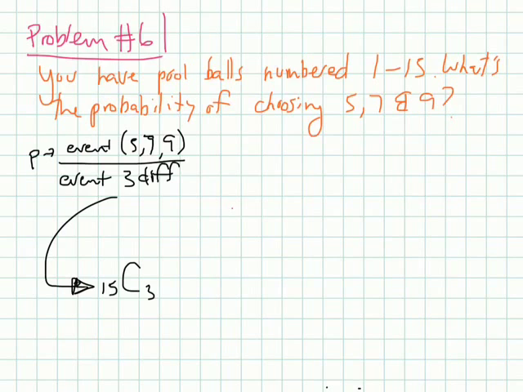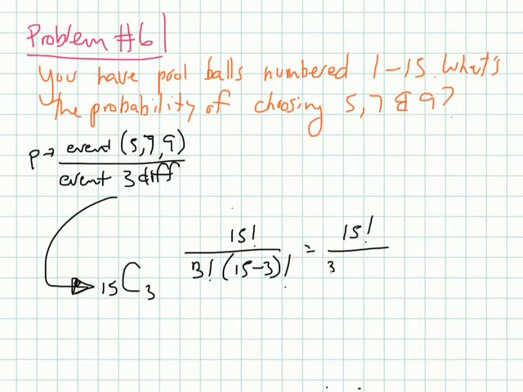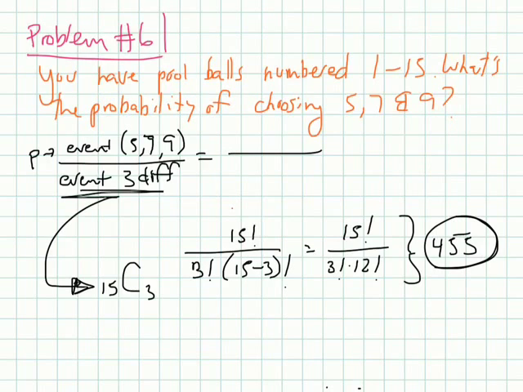So this is going to be 15 factorial over 3 factorial times 15 minus 3 factorial. This equals 15 factorial over 3 factorial times 12 factorial. If we did all that math, there's a total of 455 different combinations of 3. But we're not done yet. This just tells us how many different combinations of 3 there are.